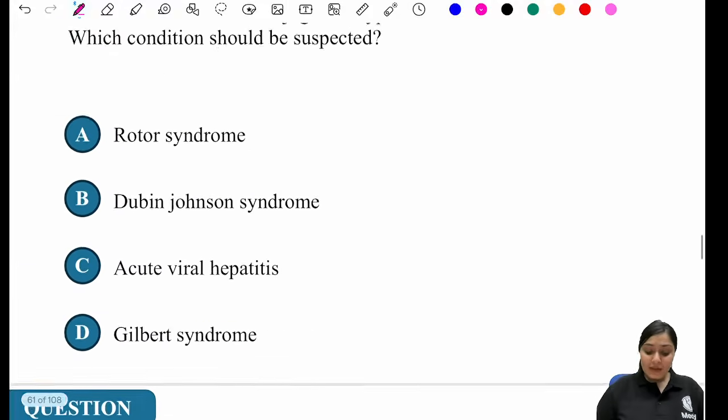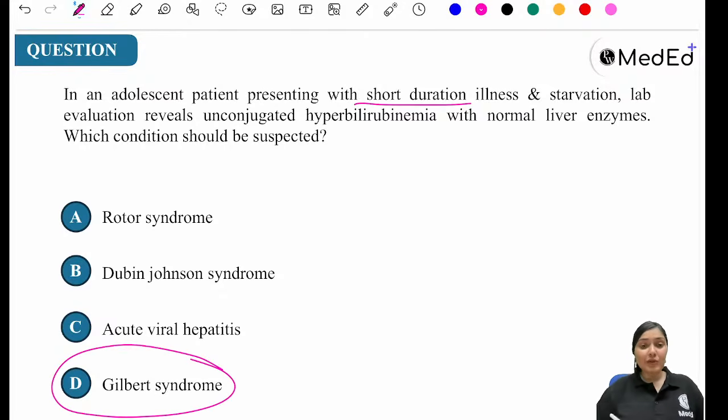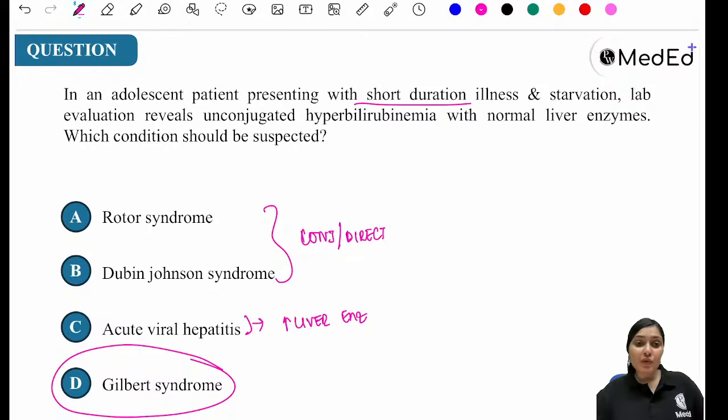So the scenario that the examiner has given us, a short duration illness, starvation, and suddenly the unconjugated bilirubin levels have increased, fits Gilbert syndrome. I know Rotor and Dubin-Johnson are going to have conjugated or direct hyperbilirubinemia, so these are omitted. In acute viral hepatitis, I'm going to have increased liver enzymes. So again, this is omitted, and Gilbert syndrome fits perfectly into the definition.